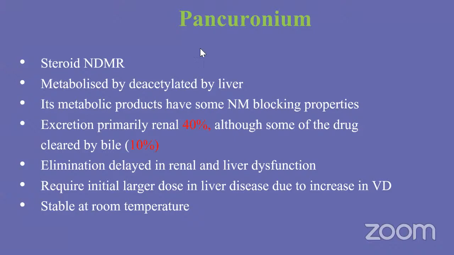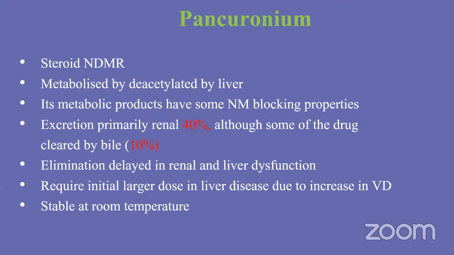Coming to pancuronium, it's a steroidal non-depolarizing muscle relaxant. It is metabolized by deacetylation in the liver. Its metabolized products have some neuromuscular blocking properties. Excretion is primarily renal, about 40%, and to a lesser extent biliary, about 10%. Elimination can be delayed in renal and liver dysfunction, and a larger initial volume is required in liver disease due to increased volume of distribution.